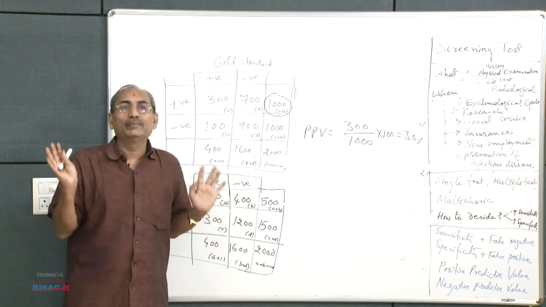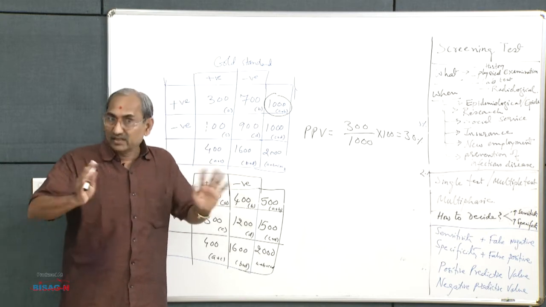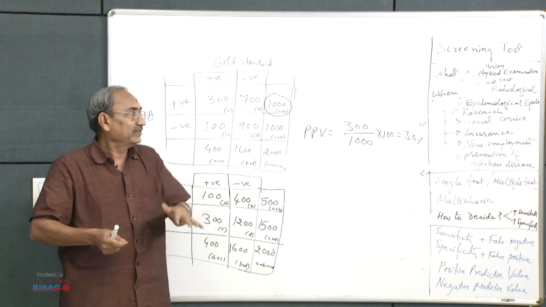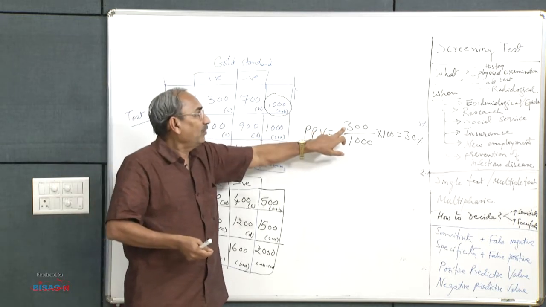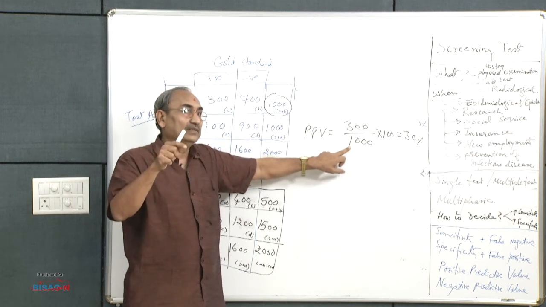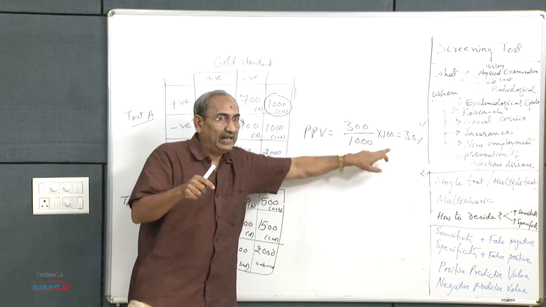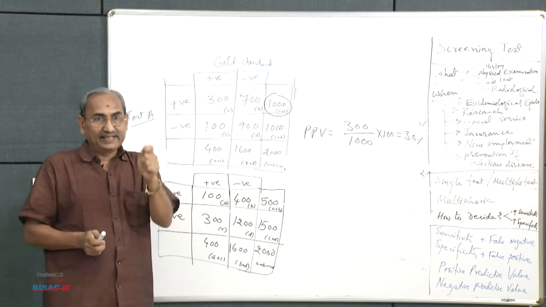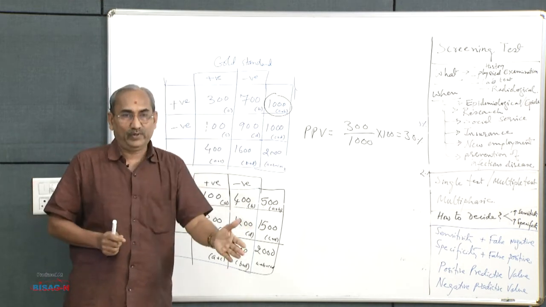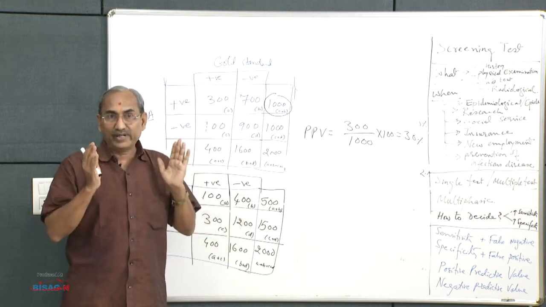Otherwise, it is useless. Rest of the time, it is not positive. So, positive predictive value of the test is total number of real positives out of total positives detected. When a test says that yes it is positive, what is the likelihood that the person is really positive? That is positive predictive value.